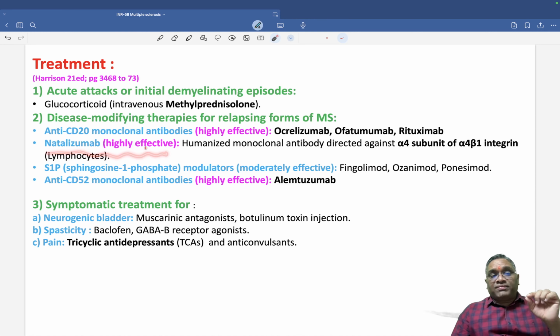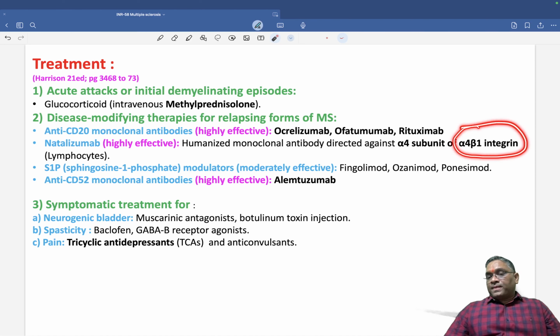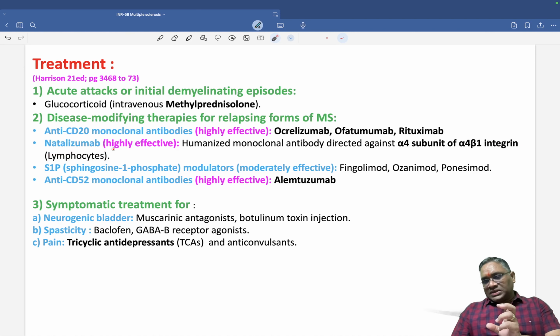Natalizumab is also highly effective. What is natalizumab? Natalizumab is a humanized monoclonal antibody which is formed against the alpha 4 subunit. Remember, alpha 4 subunit of alpha 4 beta 1 integrin, right? So they are formed against the alpha 4 subunit of alpha 4 beta 1 integrin. They are present on the lymphocyte. So natalizumab will be active against this alpha 4 beta 1 integrin. This is another important thing.